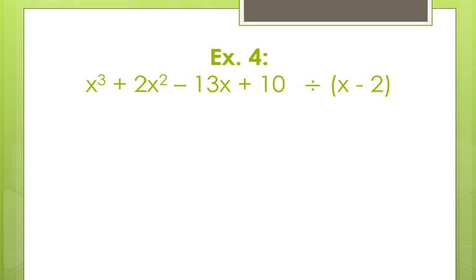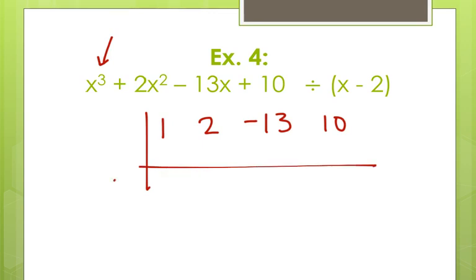Okay, example 4. This one is a 3rd degree polynomial, or cubic polynomial. And that just basically means that we have more steps. So I'm going to take the coefficients, make sure you get all the signs. And since this is x minus 2, I'm going to put a positive 2 right here. And then just go through that process.